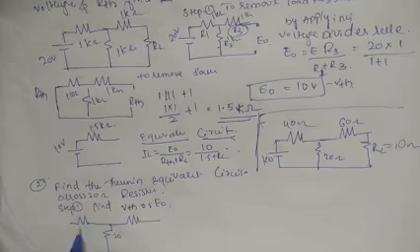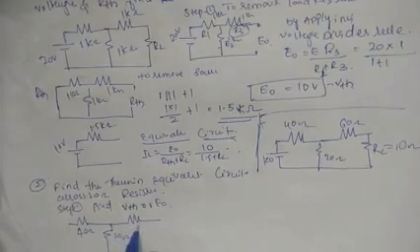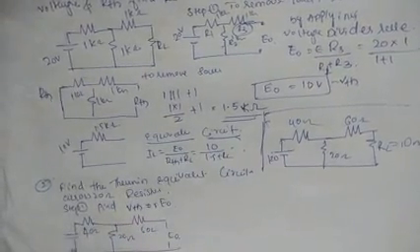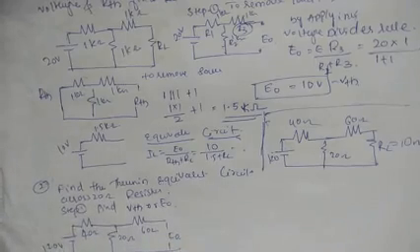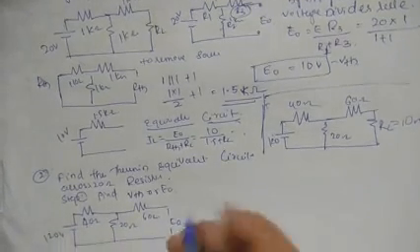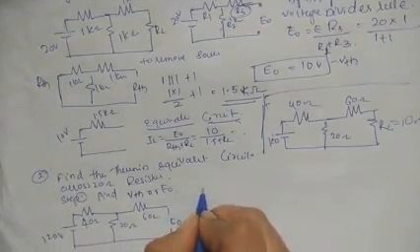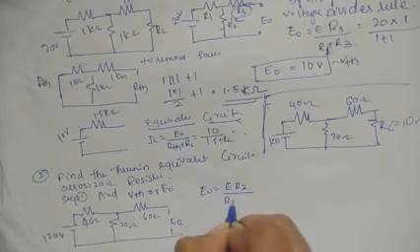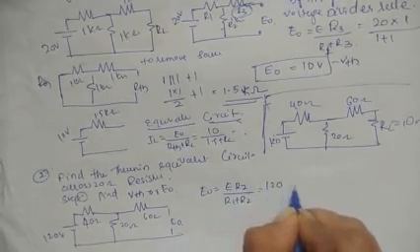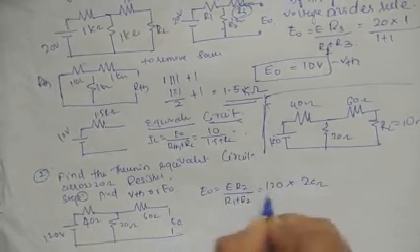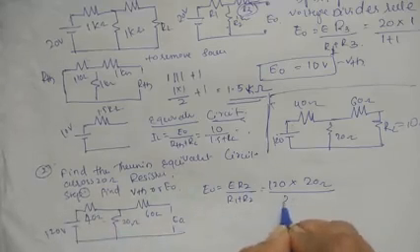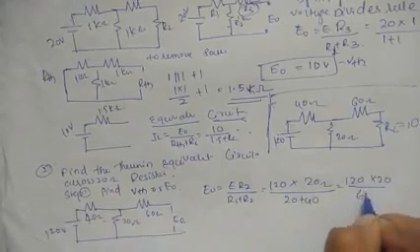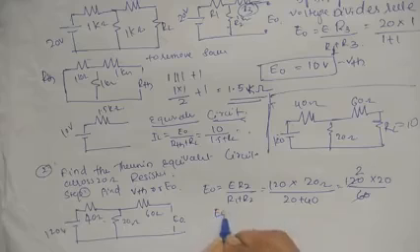Here we have to find the 40 ohm, 20 ohm and 60 ohm open circuit. E naught equals 120 volt. To find V naught, apply the voltage divider rule: E naught equals E into R2 divided by R1 plus R2, 120 into 20 divided by 20 plus 40, which is 60. E naught equals 40 volt.